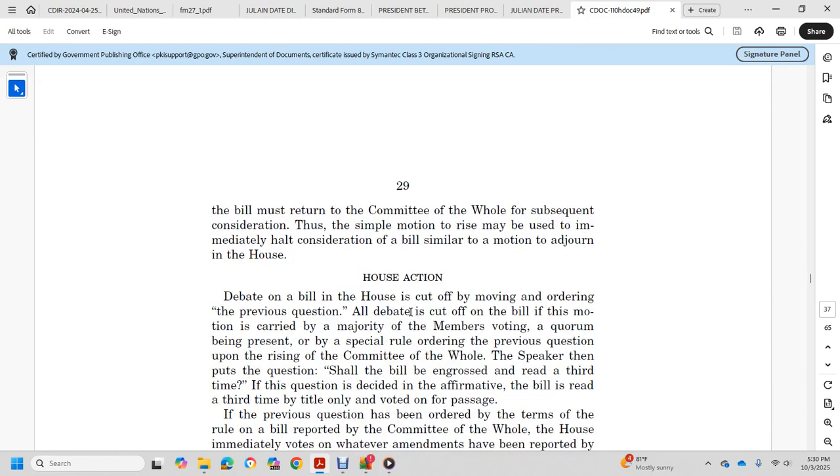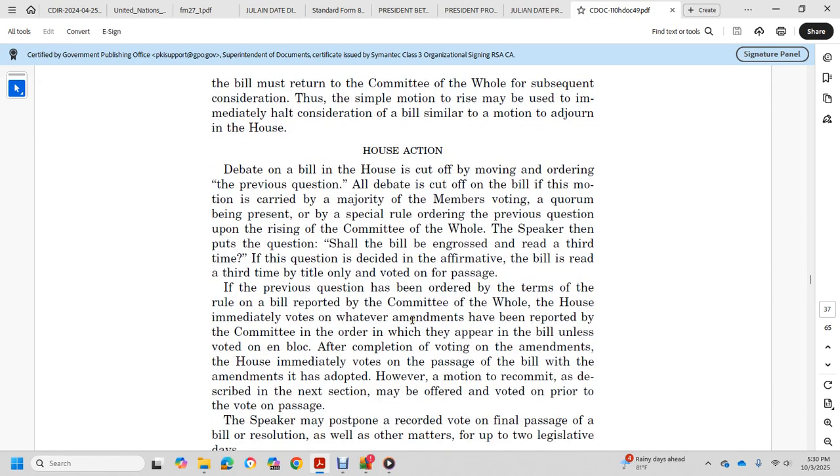House action. Debate on the bill in the House is cut off by moving and ordering the previous question. All debate on the bill is cut off when the motion is carried by a majority of the Members voting, a quorum being present, or under a special rule ordering the previous question. Upon the rise of the Committee of the Whole, the Speaker then puts the question: shall the bill be engrossed and read for the third time? If the question is decided in the affirmative, the bill is read for the third time, by title only, and voted on for passage.